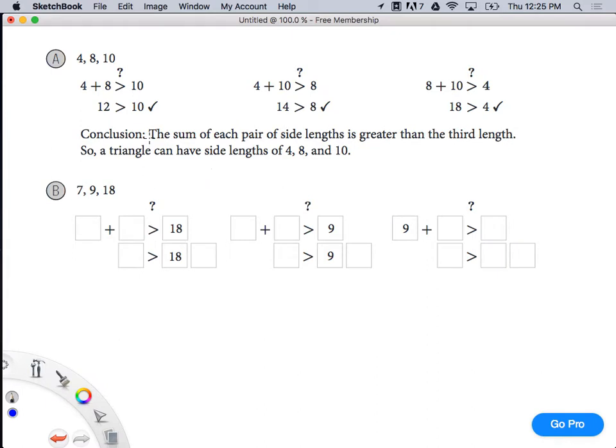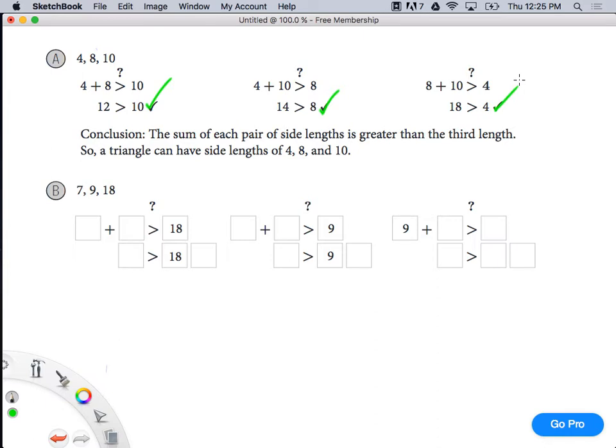Well, I add up all the two side lengths and see if they're greater than the third. So for instance, 4 plus 8 is 12, which is greater than 10. So that gets a check mark. Then I add up another two sides. 4 plus 10 is 14, which is greater than 8. That gets another check mark. Then the third set of sides, 8 plus 10 is 18, which is greater than 4. So all the pairs of sides are greater than the third side.